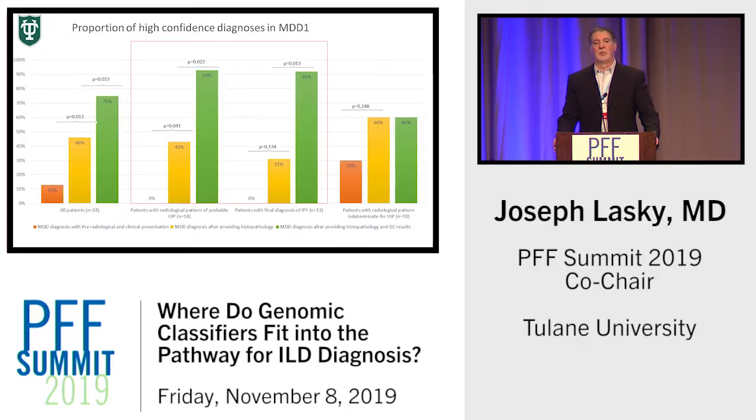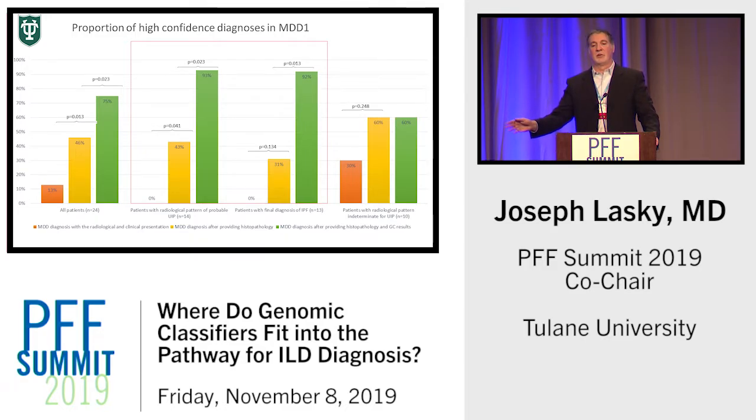So here's the proportion of high confidence diagnosis with MDD1, and in orange is just the CAT scan and the clinical history, and don't forget the examination. And then in yellow is adding the cryobiopsy, and then in green is adding the genomic classifier, and what that did to our confidence. And boxed here then is patients who had a radiologic pattern of a probable and those that were possible to the right.